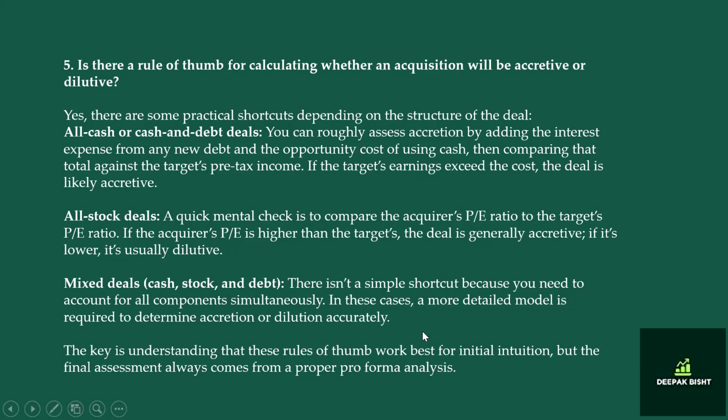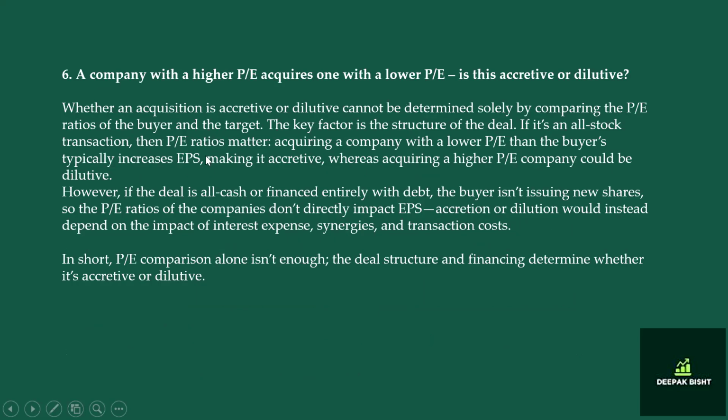We are to start question number six today, which is linked with question number five. If we look at question number six: a company with a higher price to earnings ratio acquires one with a lower price to earnings ratio. Is the EPS going to be accretive or dilutive?